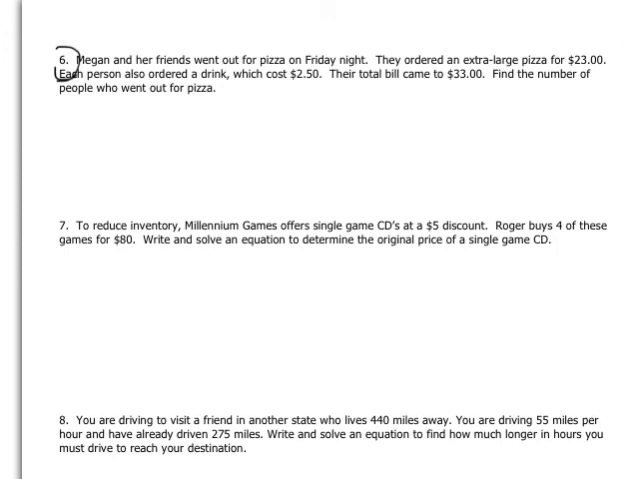This one has a little bit more content to it, so we're going to have to decipher what we need and what we don't. It's Megan and her friends went out for pizza on Friday night. I don't really care. They order an extra large pizza for $23, so that's important. That's one way that they spend some money. It also says each person ordered a drink, which cost $2.50. That's another way that they spent their money. And then it gives me a nice word that I like to see. Their total bill came to $33.